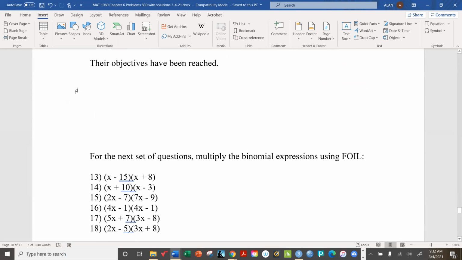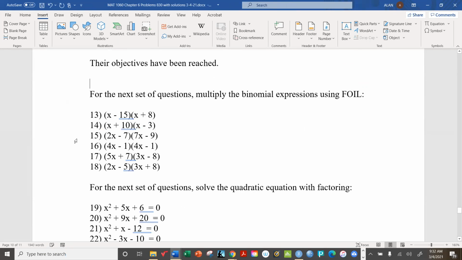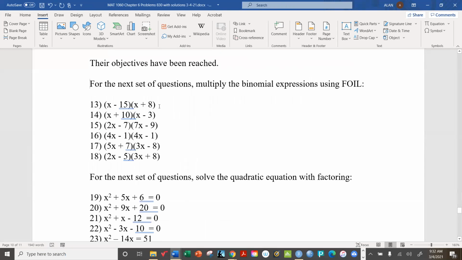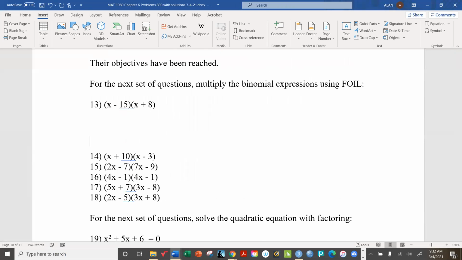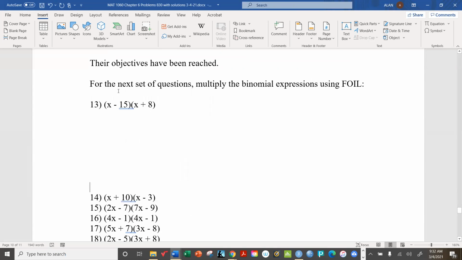All right, now FOIL. We know and love how to do FOIL, don't we? Yes, we do. So let's go through some of these FOIL questions. The F would be x squared. In fact, let me do this one by hand. It'll be a little quicker.